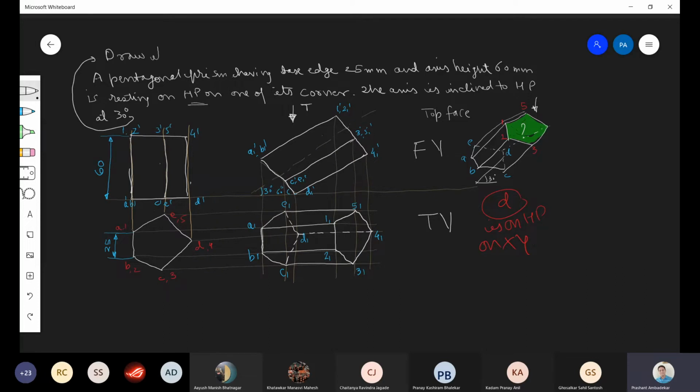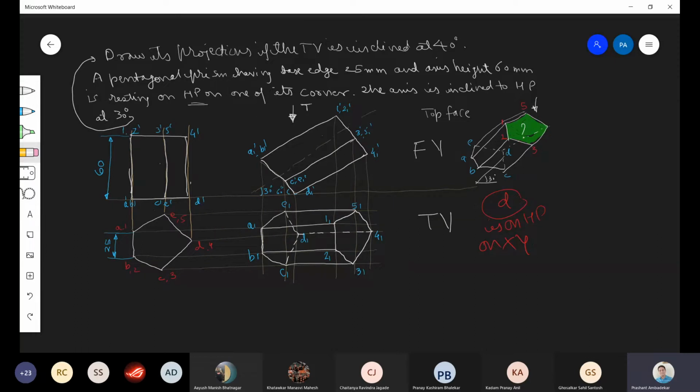Draw its projections if the top view is inclined at 40 degrees.